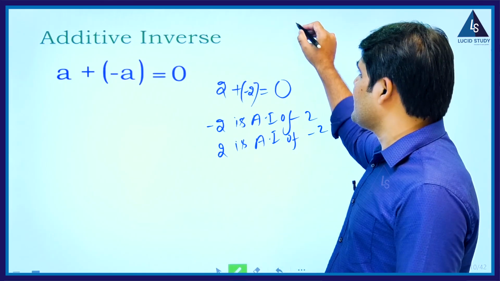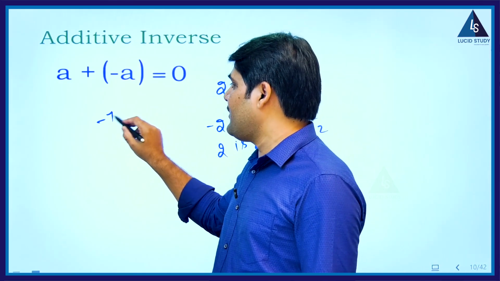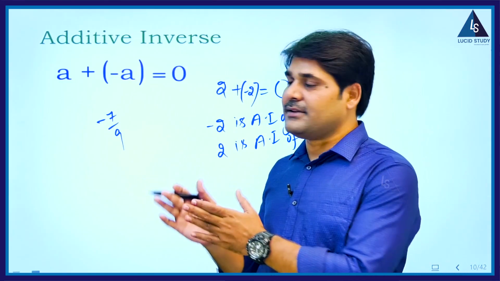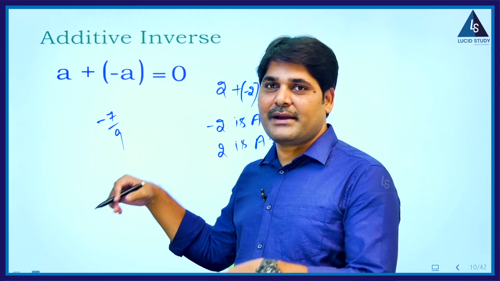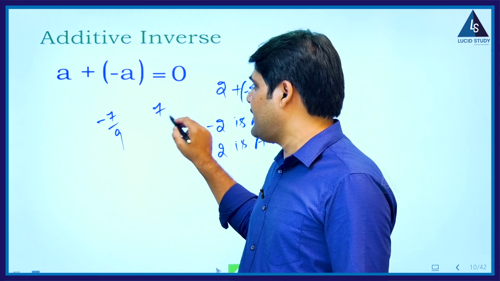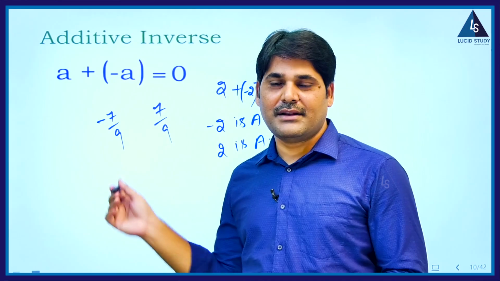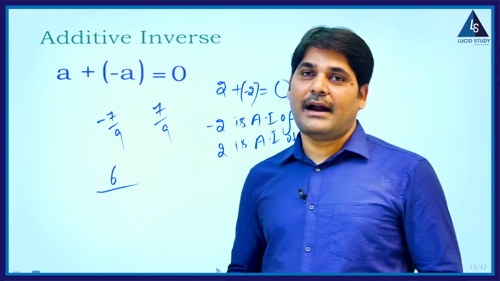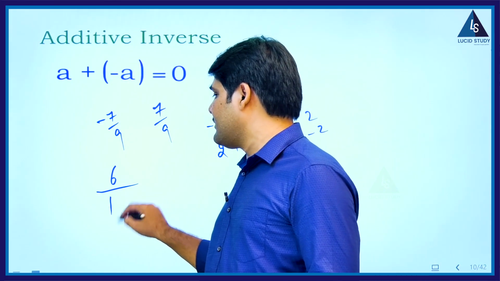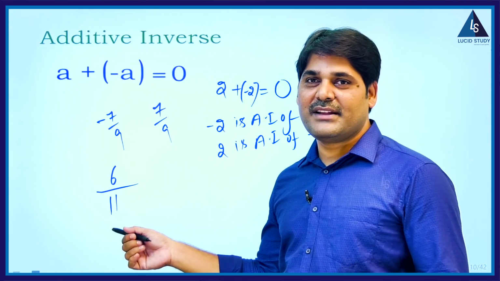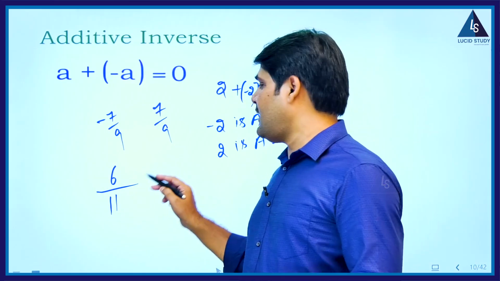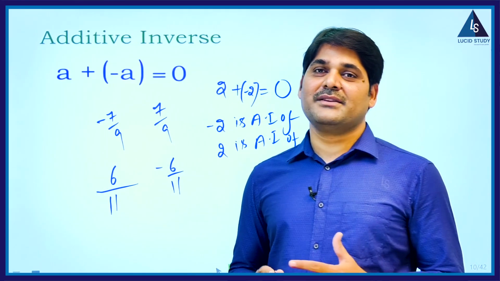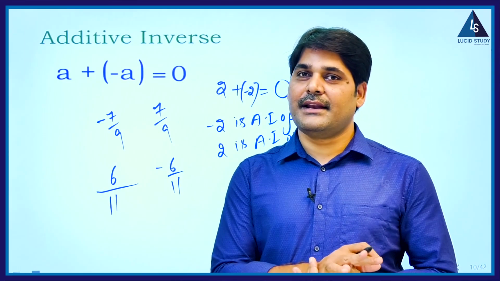Okay, suppose if I ask you what is additive inverse of minus 7 by 9, what is your answer? Just you need to change the sign and keep the rest as it is. So minus will become plus, so the additive inverse is 7 by 9. Okay, suppose if I ask you what is the additive inverse of 6 by 11. So here no sign means plus. If you change the sign, the answer will be minus 6 by 11. So additive inverse means what? Just we need to change the sign, right?